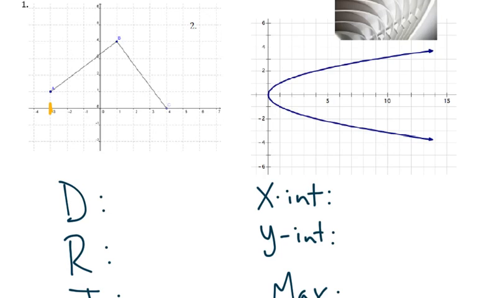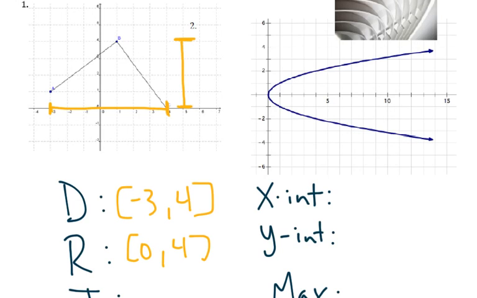Well, we go as far left as -3 over to 4. So it would be from -3 to 4 is our domain. Our range, well, we start down here at 0, and it goes up here to 4. That would be our range, from 0 to 4 on the y-axis.